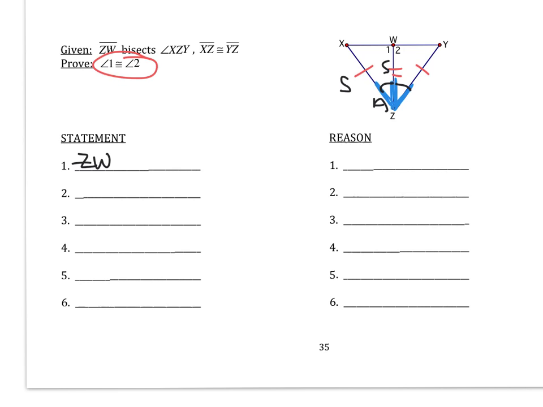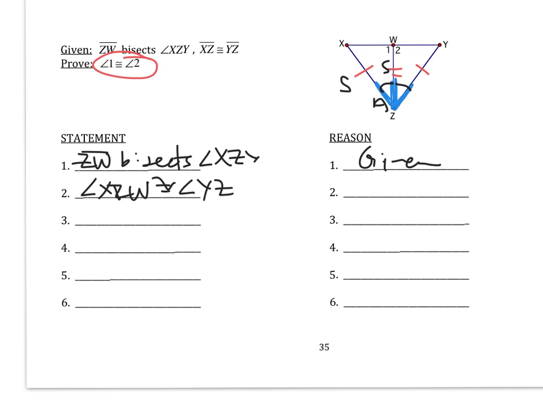All right, so ZW bisects angle XZY, given. Okay? All right, so what does that tell us? Well, we learned that angle XZW is congruent to angle YZW. All right, based upon our card stocks, what's our reason? Definition of angle bisector. Yes. Okay? And remember, that's the diagonal concept that we keep talking about. We said bisect, now we can use it as a reason.